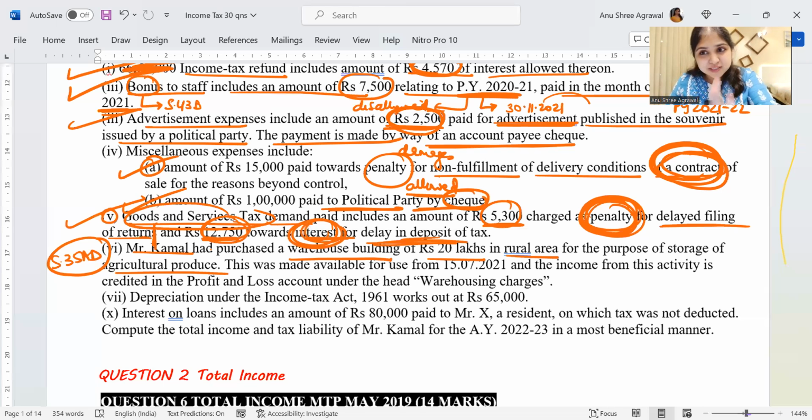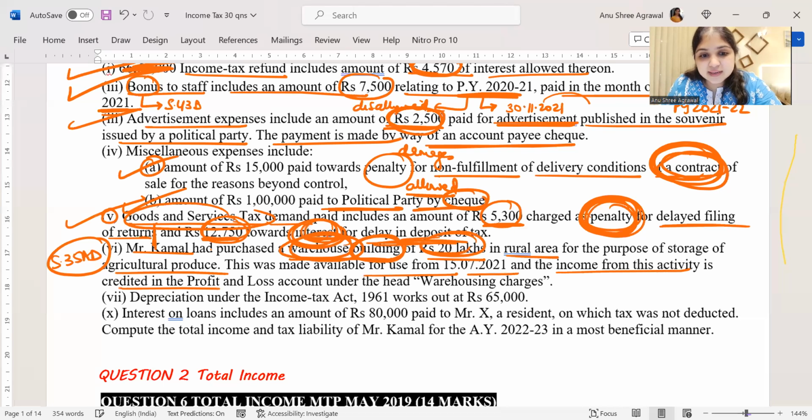This becomes a specified business under section 35AD. Two warehousing facilities we have: warehousing facility for storage of sugar, and warehousing facility for storage of agricultural produce. Both come under 35AD. Now tell me, under 35AD, which three expenses get no deduction? Land, goodwill, and financial instruments, right? Now continue reading. Mr. Kamal had purchased a warehouse building. Building cost was how much? 20 lakhs. This was made available for use from 15th July 2021.